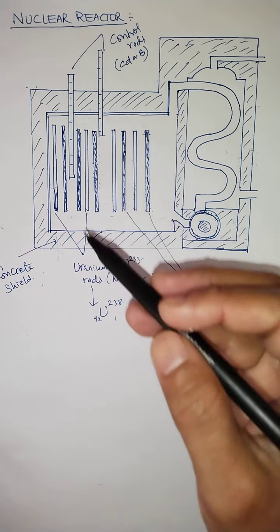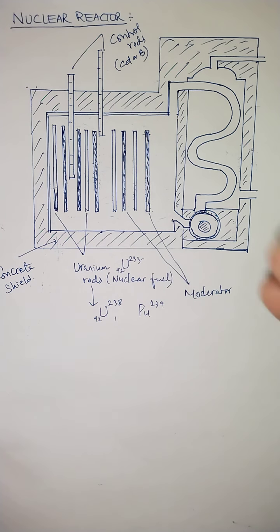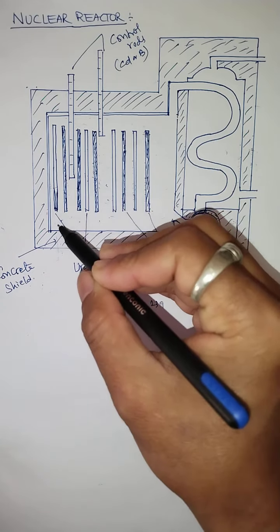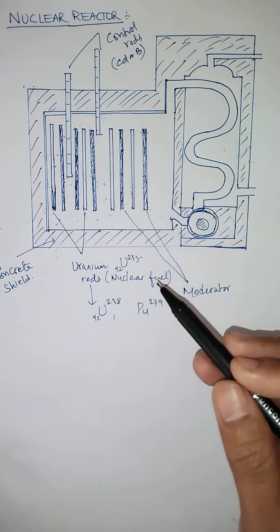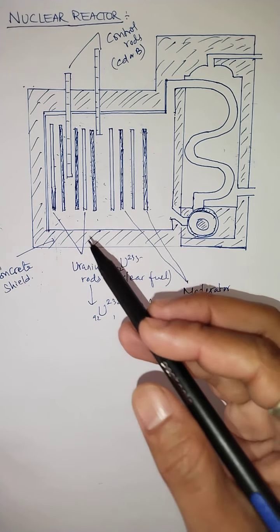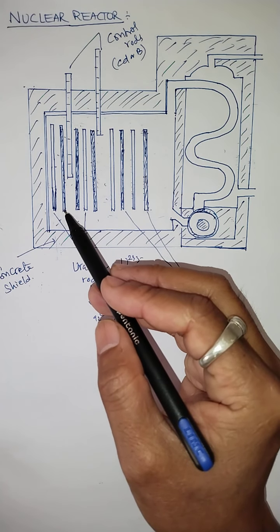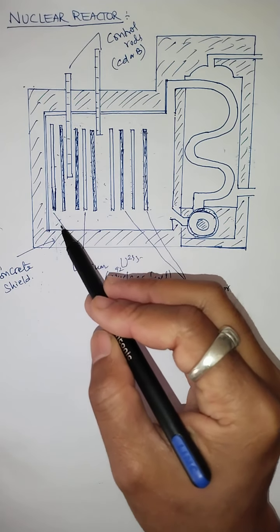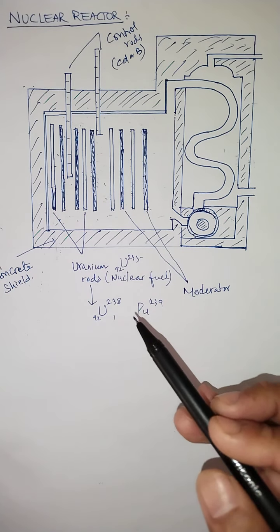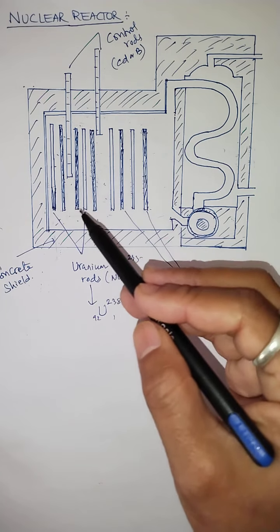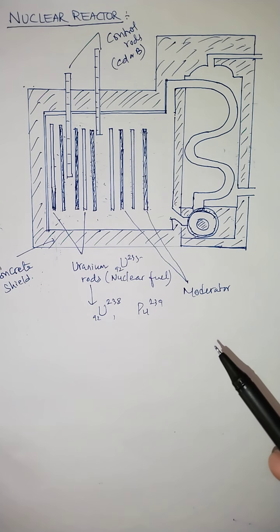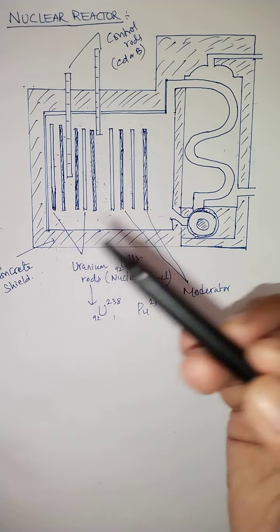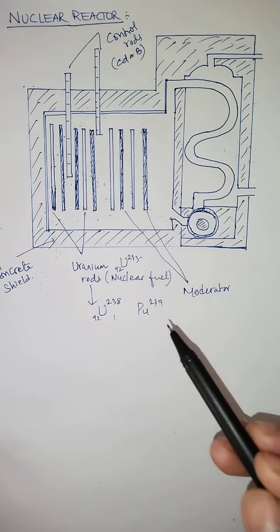Because in the nuclear reactor, some amount of slow neutrons are always present. So these slow neutrons will start bombarding the uranium rod. Once the slow neutrons start bombarding the uranium rod, then what will be produced? Two or more fast neutrons will be emitted for fission of the reactor.